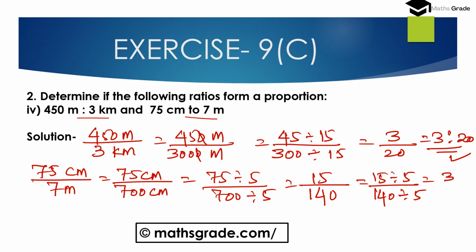15 divided by 5 is 3 and 140 divided by 5 is 28. That is 3 is to 28. 3 is to 20 is not equal to 3 is to 28. These ratios are not equal.